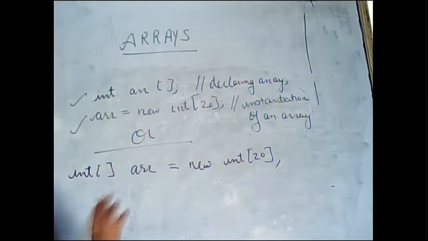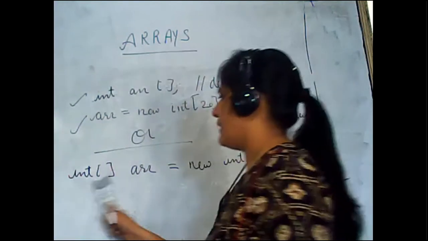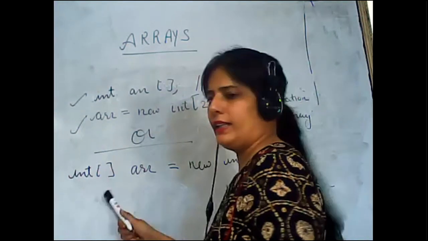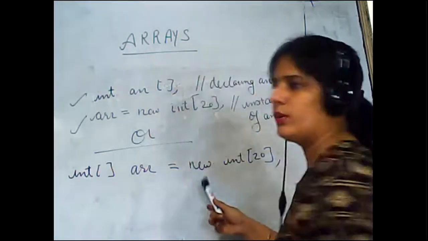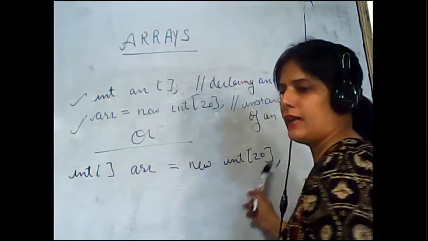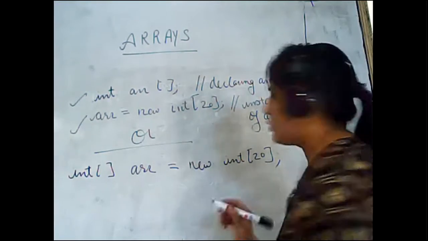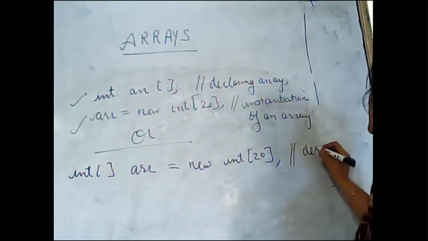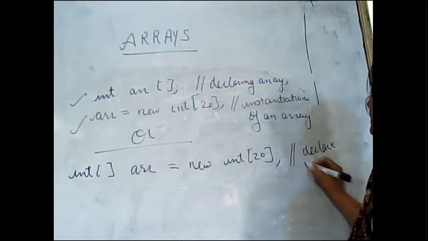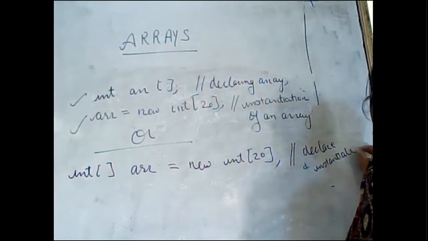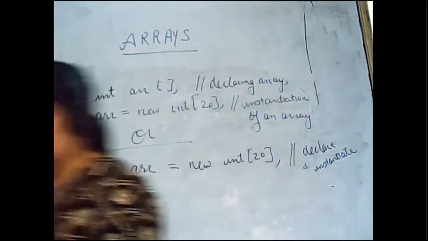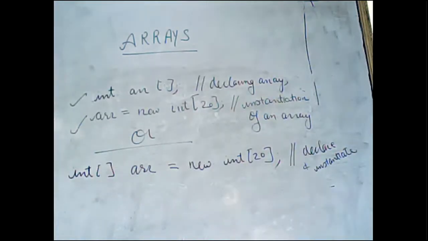On the left side we have clubbed it in this form, that is int array, int, and we have defined that notation that tells us we are using this array variable. And here we are using this new operator with the data type and with size 20. So this statement will both declare and instantiate. Fine, so this is regarding arrays that we needed to discuss.